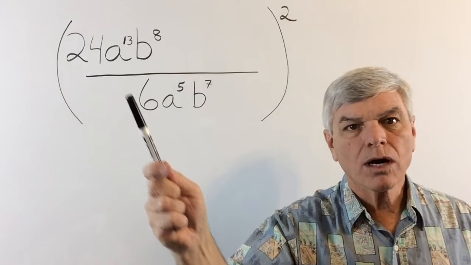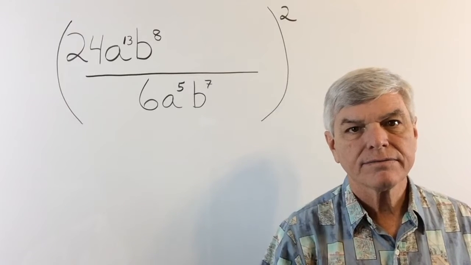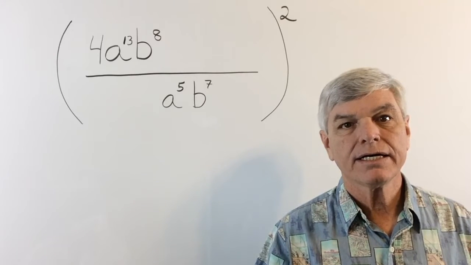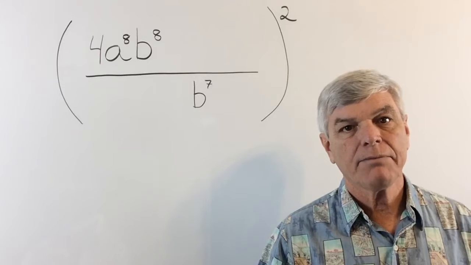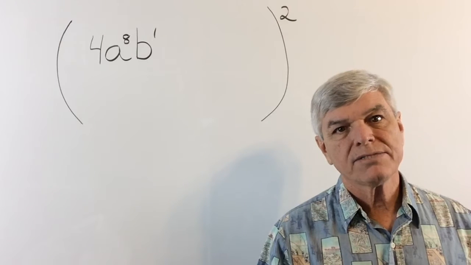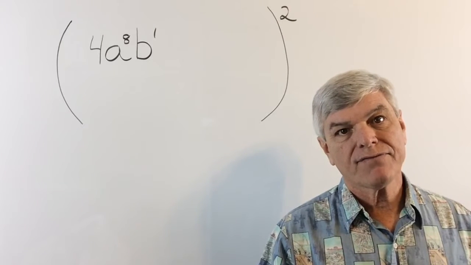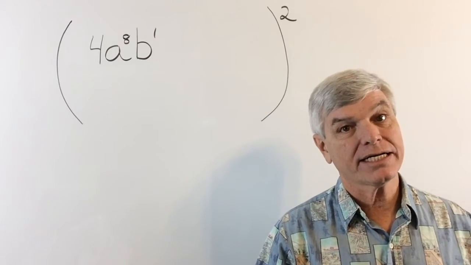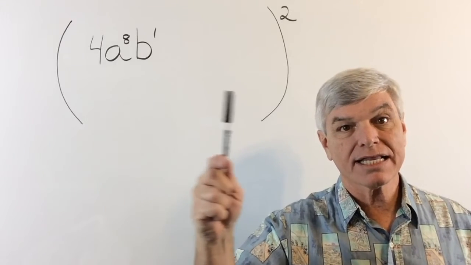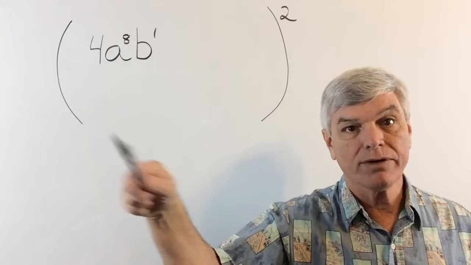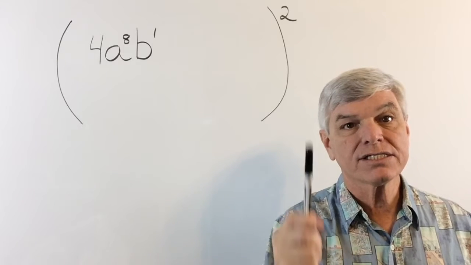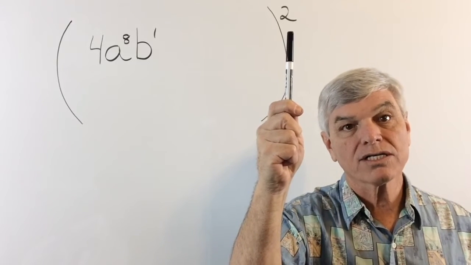So 24 divided by 6 is 4, and a to the 13 divided by a to the 5th is a to the 8th, and b to the 8 divided by b to the 7th is b to the 1. Now, if this was our final answer, we would take that 1 off, but we're still working, so it is needed. And all of this inside of this parentheses, remember this gigantic thing that we whittled down to this? All of this within the parentheses is subject to this exponent. We're going to square everything.